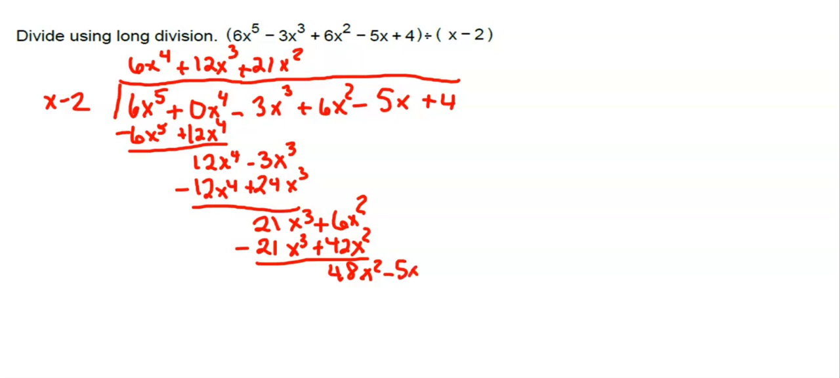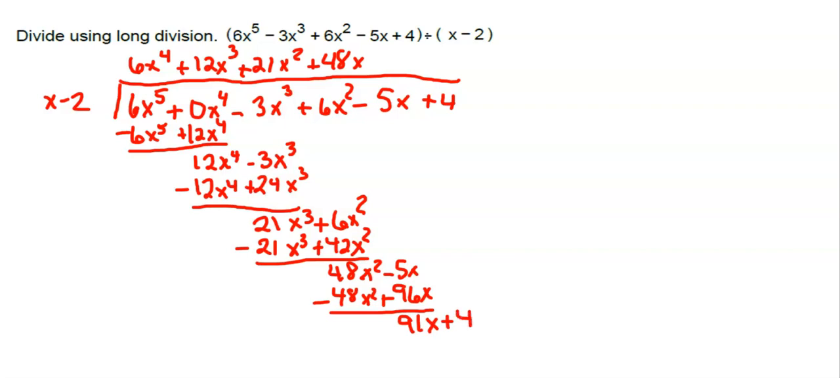And now x times what is 48x squared? That's 48x. 48x times x is 48x squared. 48x times negative 2 is negative 96x. Draw a line, change the signs, and add. Negative 5x plus 96x is positive 91x. Bring down the last term, that's the 4.